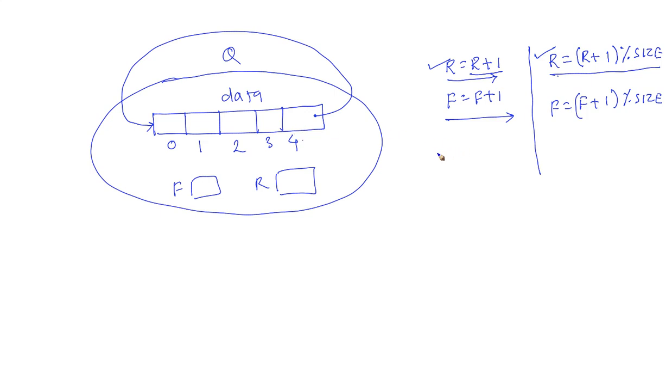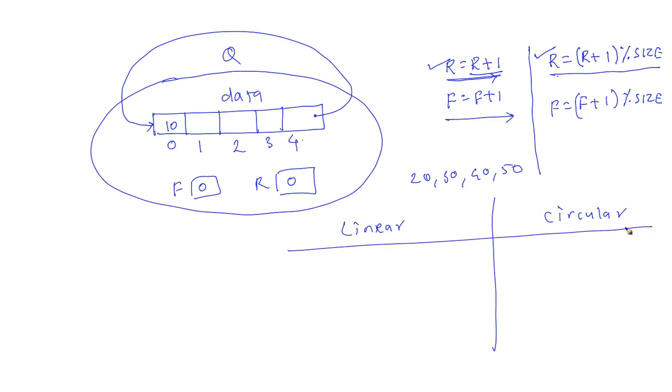Let us see. Now let's see, our F is 0, R is 0. Let's say we have an element here. Now let's say we want to enqueue 20, 30, 40 and 50. So now let's do the comparison of linear and circular movement, circular queue. So see, the name is only because of this kind of movement. There is no change in the data structure at all. Only the movement of F and R is differentiating. So this is linear movement, this is circular movement.